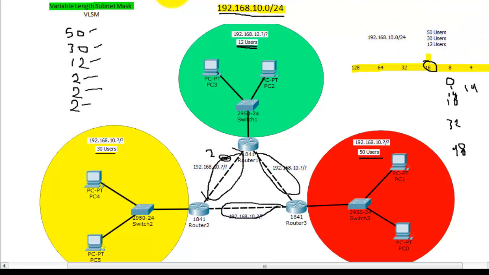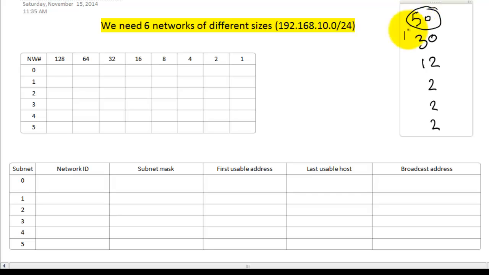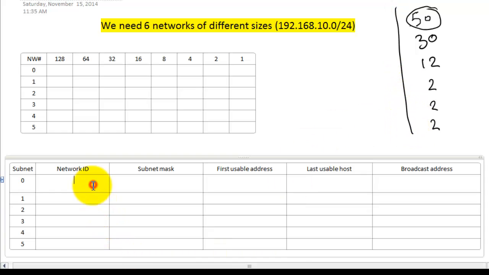Let's see how to do this. Our largest one is 50, the second largest is 30, and then we have 12, and then 2, 2, and 2, right? I recommend you start with the network IDs for all of those. Start with the network IDs first and fill them in this table.